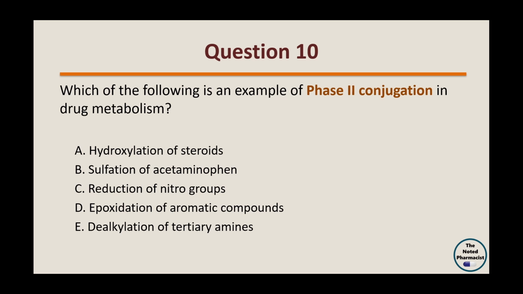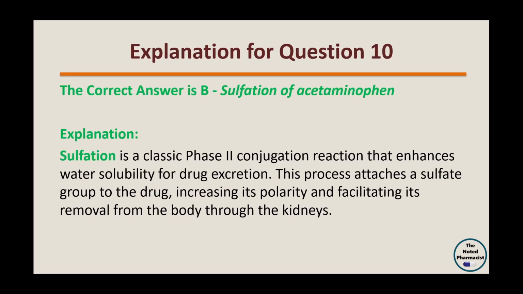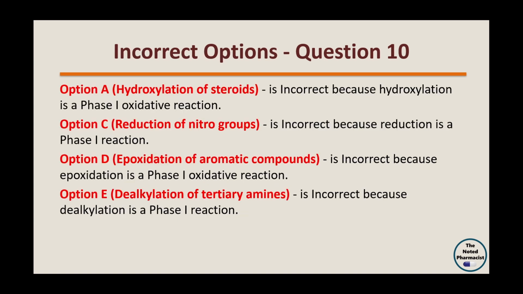The correct answer is B. Sulfation of acetaminophen. The explanation is as follows. Sulfation is a classic phase 2 conjugation reaction that enhances water solubility for drug excretion. This process attaches a sulfate group to the drug, increasing its polarity and facilitating its removal from the body through the kidneys.